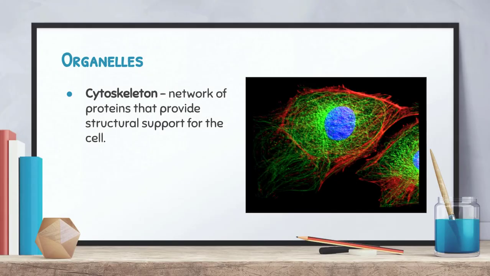So let's talk about some of the individual organelles. The first one is known as the cytoskeleton. Now that word cytoskeleton, the root cyto means cell, and skeleton means, well, skeleton. It's the network of proteins that provide the structural support for the cell, very similar to how your skeleton provides support for your body. Now, in the cell, for example, they are proteins, whereas in the human body, they're bones. But those proteins provide structure and support that allows the cell to be able to have its three-dimensional shape.